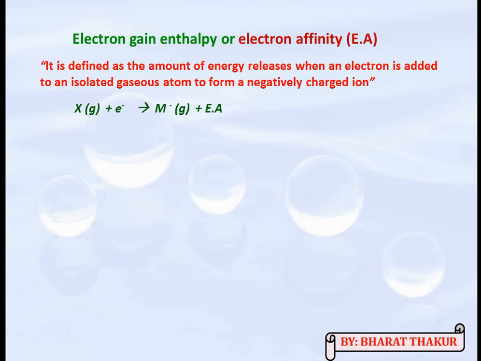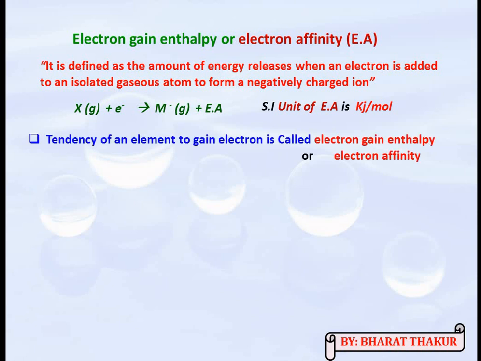The equation for it can be represented as X, a gaseous element or atom, which gains an electron to form X negative ion in gaseous form, and energy will be released for the gaining of this electron. The SI unit of electron affinity or electron gain enthalpy is also kilojoules per mole, as that of ionization energy. The tendency of an element to gain an electron is called electron gain enthalpy or electron affinity.